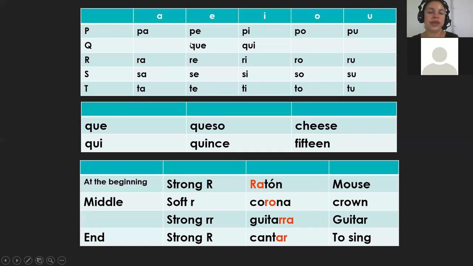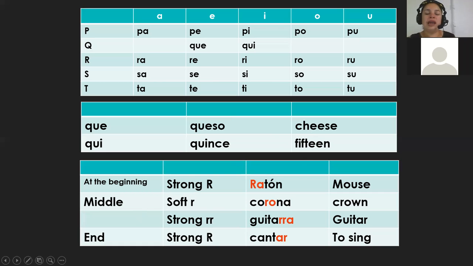Okay. If you notice here, I just put e and i because those are the vowels that we pronounce with a Q. Like que in queso. Queso in English is cheese. The ki in quince. Quince is the number 15.